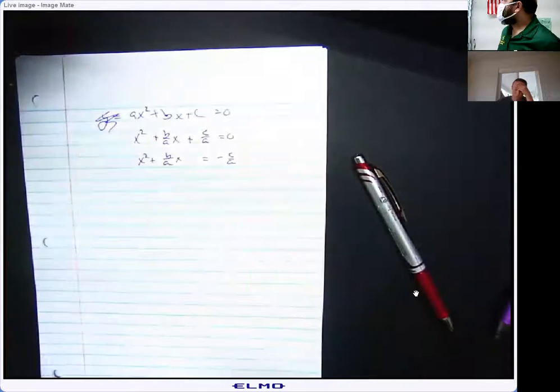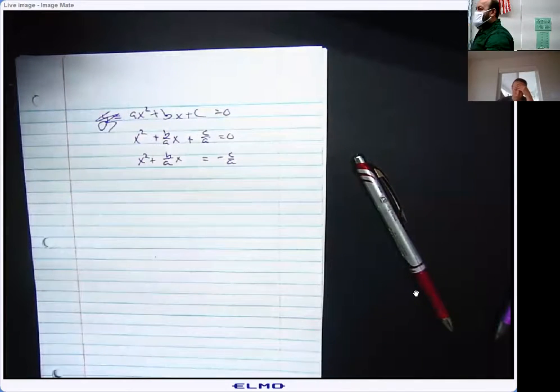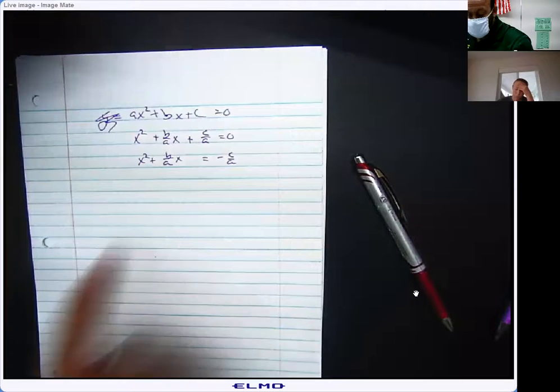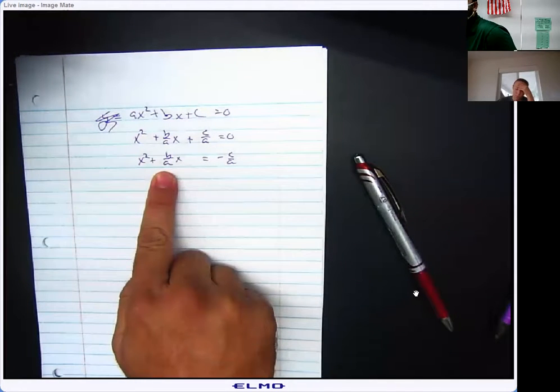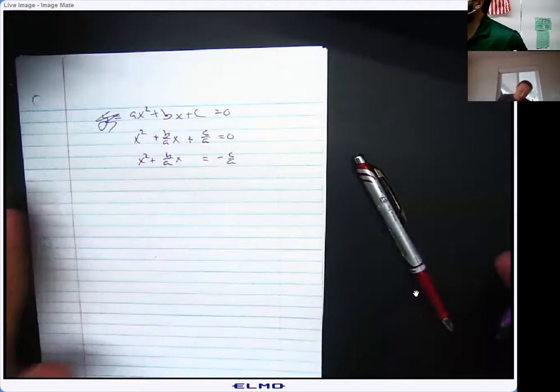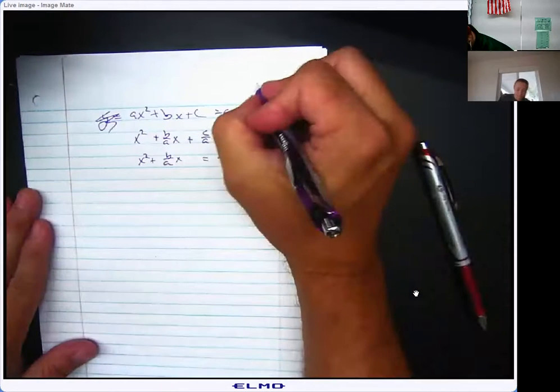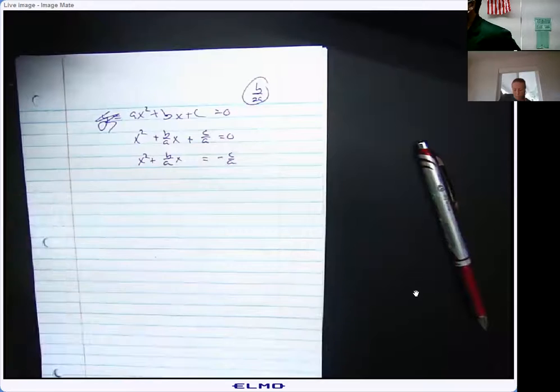Okay. What's the next step? After you got rid of A, we did that. What do we do to this middle term right here? What do we do to it? We cut it in half. And you know what half of B over A is? It's B over 2A. But we got to square that, don't we?